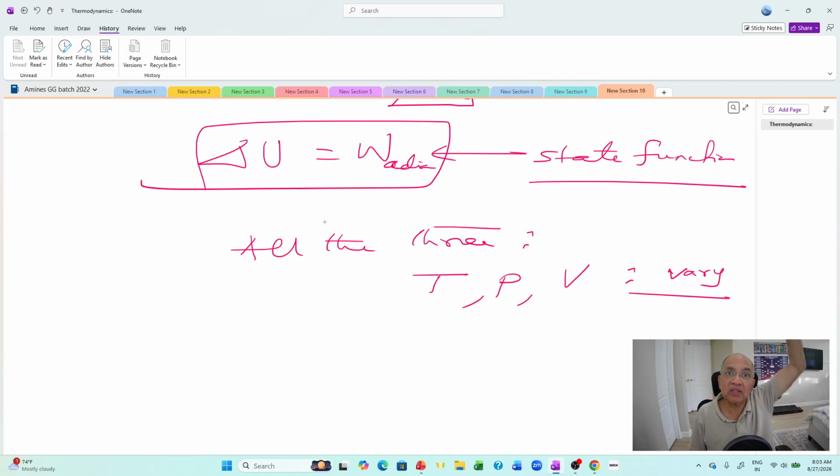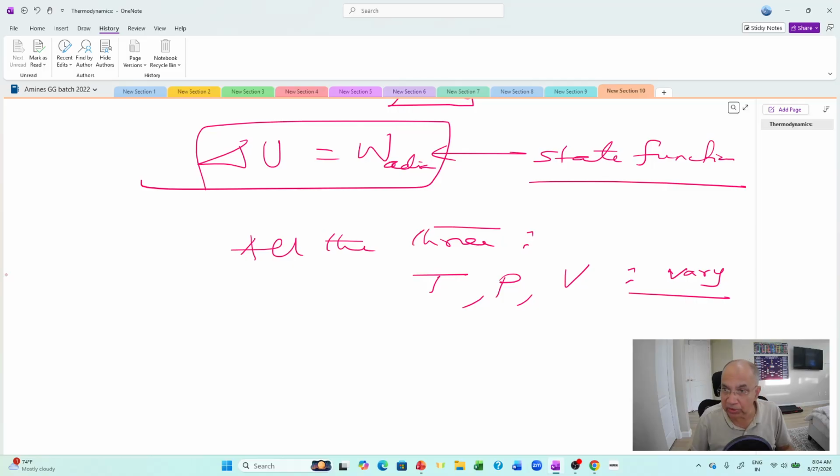And since it is expansion, volume is increased. Since volume is increased, pressure is decreased, because the mass of the gas was fixed. It is now spread into a larger volume, so pressure will drop. So pressure decreases, volume increases, temperature also decreases. All will vary.